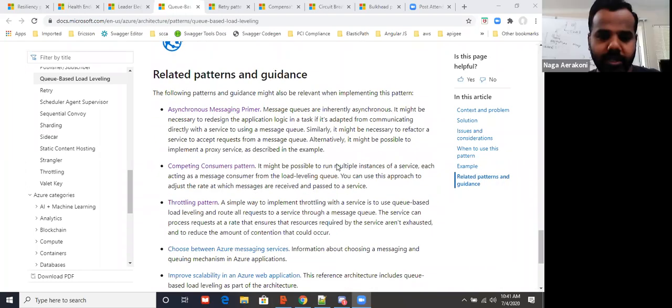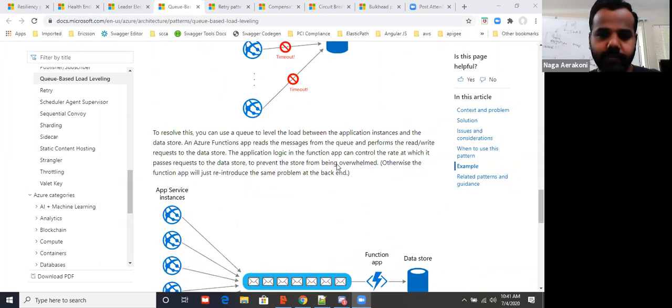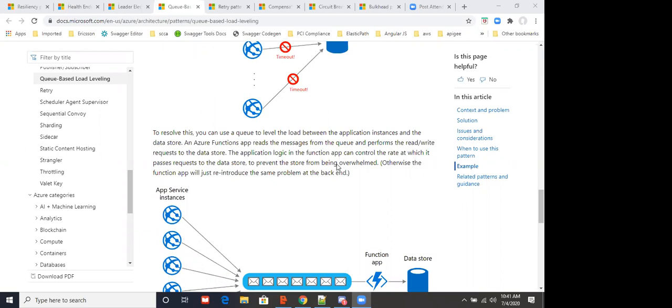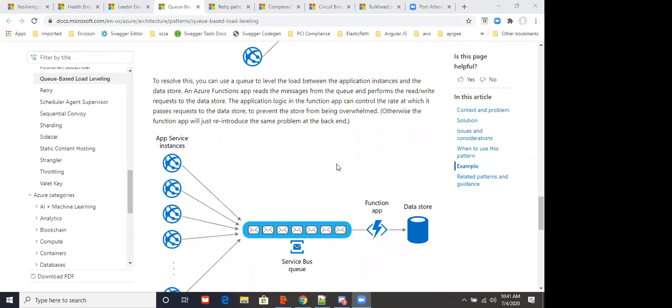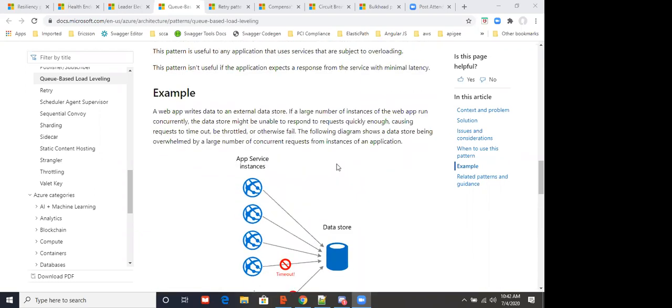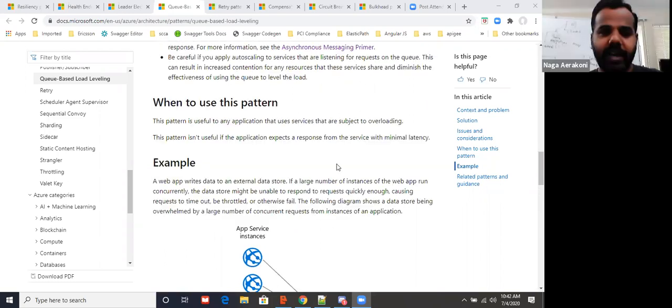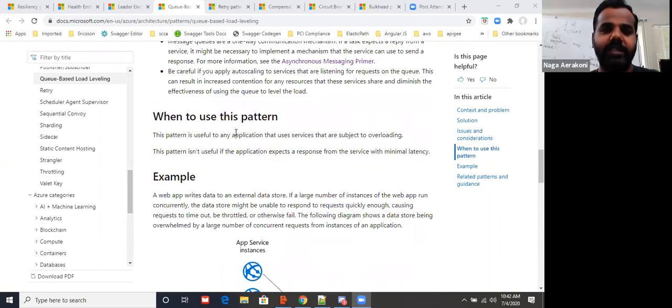Any questions on this? If we need a response, then we need another outgoing queue. Yeah, if you need an immediate response, then these queues are not right, because they are async. They are more about guaranteeing reliability, and they offer scalability. But this is not useful if you are expecting minimal latency.